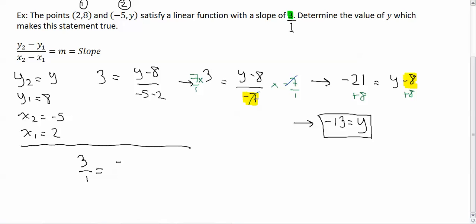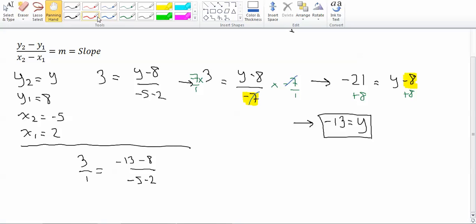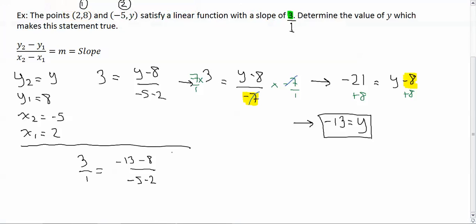I should get negative 13 minus 8 over negative 5 take away 2. So all I did is I just put in this original, but I substituted the value of negative 13 in for y here. So all we're going to do is we're going to go through and we're simply going to simplify. So I get negative 21 over negative 7, and negative 21 divided by negative 7 gives me 3 over 1, which means that our answer is perfectly correct. So a little bit of fun algebra for you.